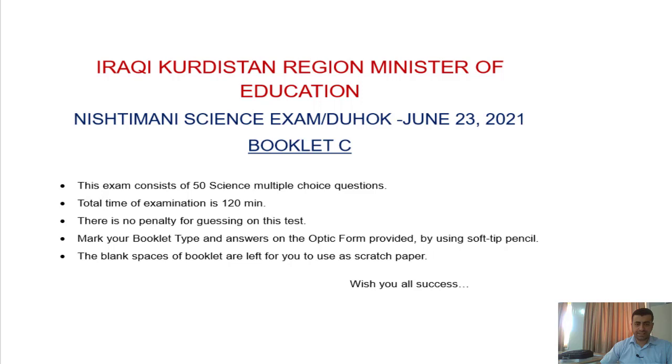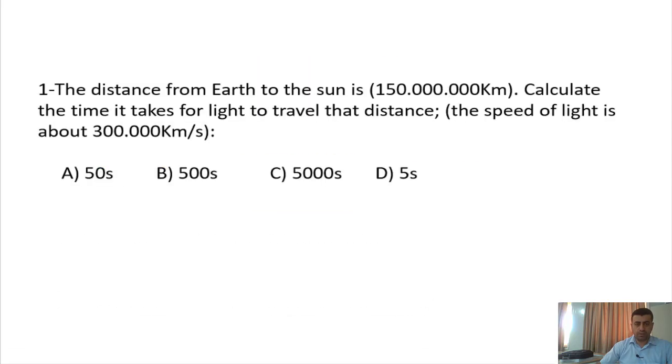Nishtimani Science Exam, 23rd June 2021, Booklet C. We are going to solve the questions together. Question 1. The distance from Earth to Sun is about 150 million kilometers. Calculate the time it takes for light to travel that distance. The speed of light, as you see here, is 300,000 km per hour. Let us start.